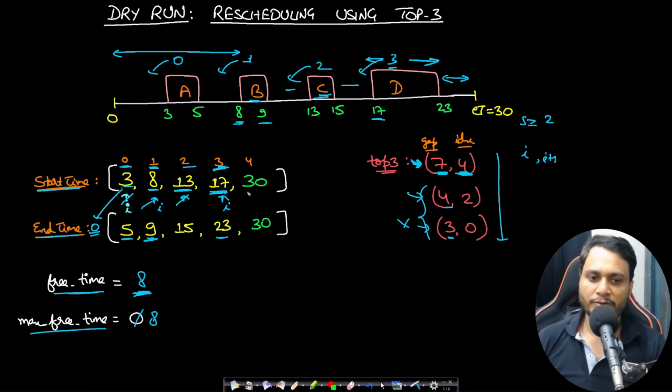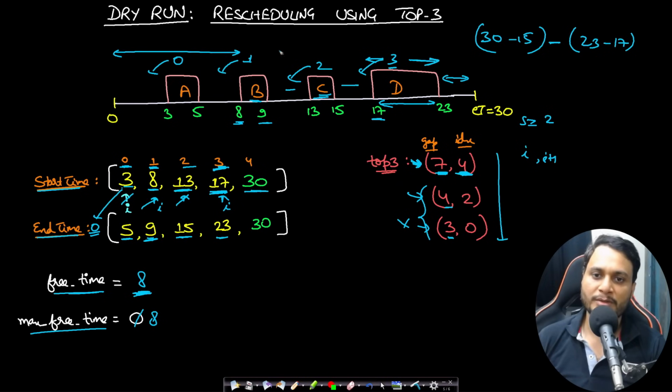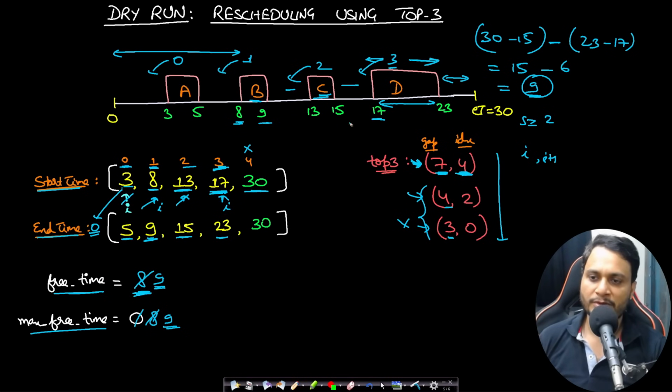And so the free time is going to be the next meeting start time minus the previous meeting's end point, which is 30 minus 15. And from this you subtract the size of this meeting D, which is 23 minus 17, because this meeting D is not rescheduled in some other non-adjacent slot, right? So this will be 15 minus 6, which is going to be 9. And so the free time will become 9. And since this 9 is greater, maximum free time will be 9. And you are done. You don't need to process the last event because this is anyway the dummy insertion, right? So 9 will be the answer in our case.